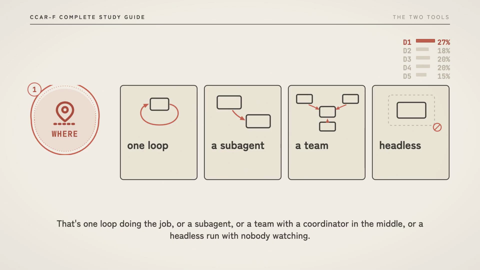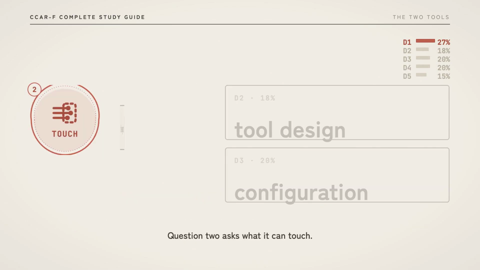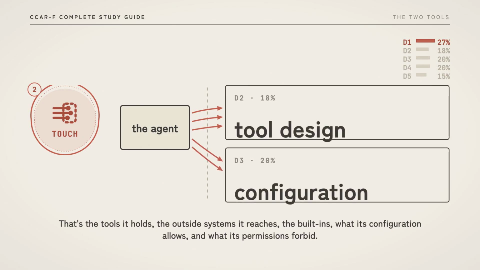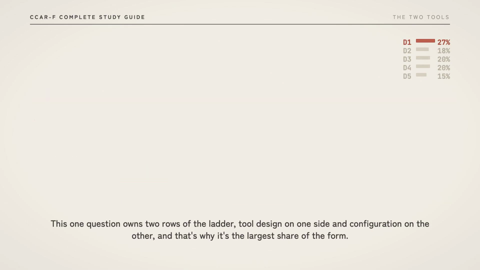That's one loop doing the job, or a sub-agent, or a team with a coordinator in the middle, or a headless run with nobody watching. Whenever a stem describes work that's outgrown its current shape, you are in question 1, and the ladder lights its top row. Question 2 asks what it can touch. That's the tools it holds, the outside systems it reaches, the built-ins, what its configuration allows, and what its permissions forbid. This one question owns 2 rows of the ladder, tool design on one side and configuration on the other, and that's why it's the largest share of the form.